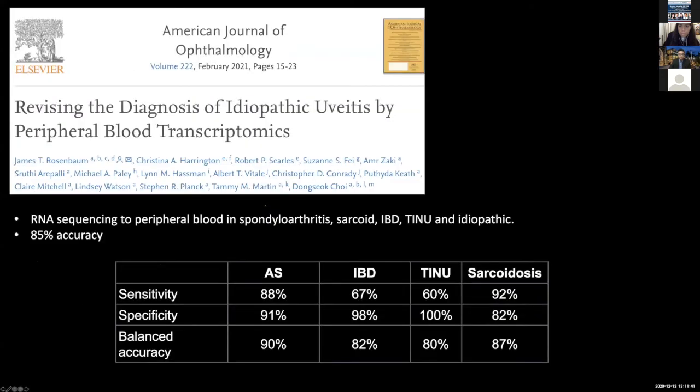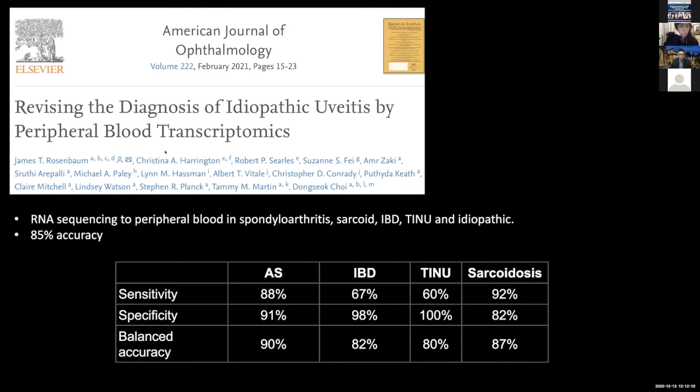This was a paper where they looked at RNA sequencing in peripheral blood. So moving away from ocular samples and even potentially being able to look at blood samples. And they looked at 4 phenotypes: spondyloarthritis, sarcoid, inflammatory bowel disease, TINU, and idiopathic. And they found that overall, there was an 85% accuracy in RNA sequencing, just using peripheral blood samples to achieve this diagnosis.